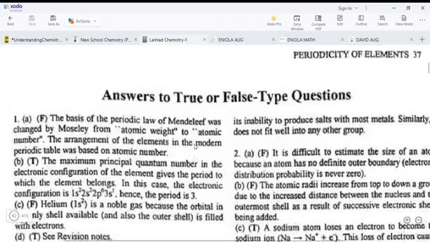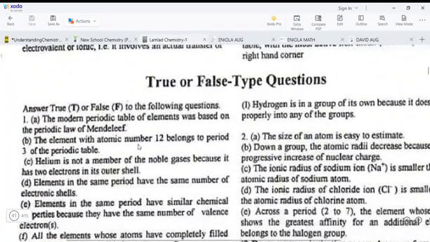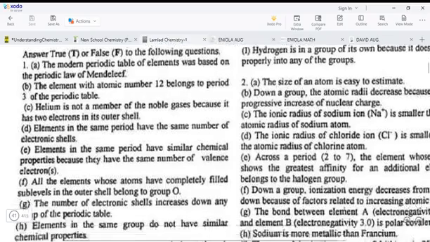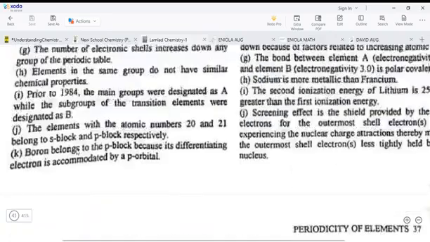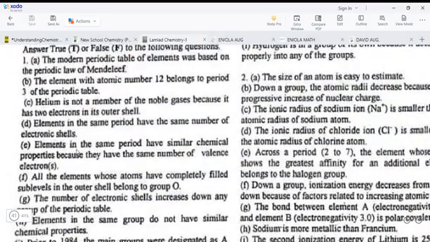So the element with atomic number 12 belongs to period 3. And how will you know? Like I said, break the 12. When you break the 12, as it is broken here in the electronic configuration, 1s2, 2s2, 2p6, 3s1. It belongs to period 3 because the last number here is 3. That's why we say it belongs to period 3. So it is true. Then let's move to C. From C we have helium.